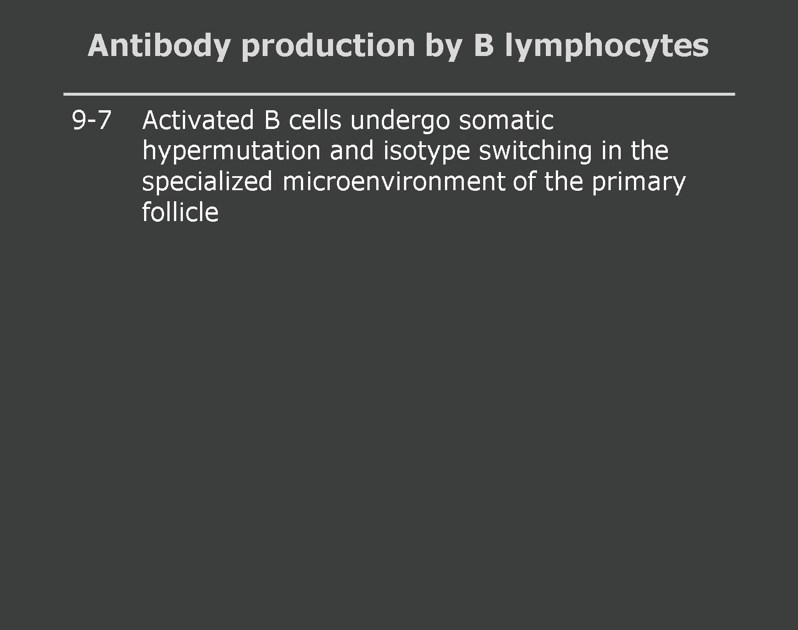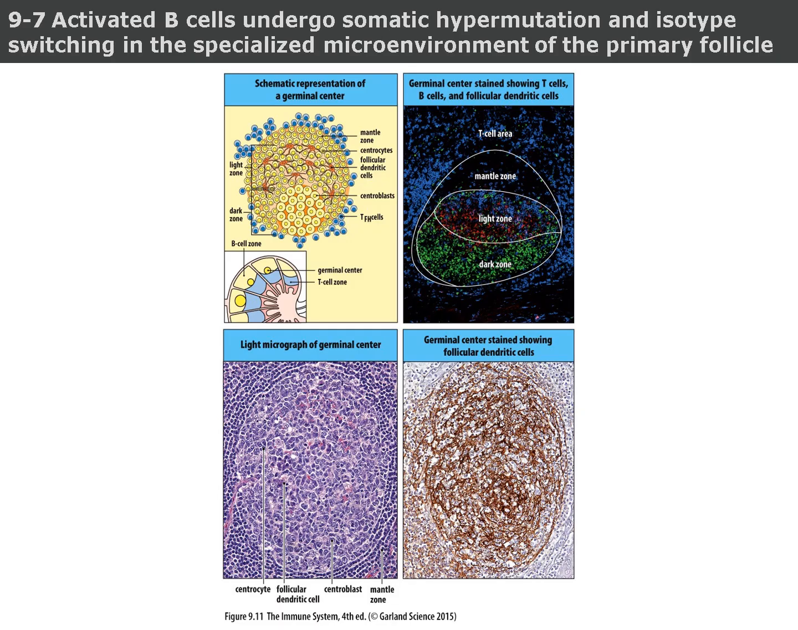Activated B cells undergo somatic hypermutation and isotype switching in the specialized microenvironment of the primary follicle. This figure shows the highly organized microenvironment of the germinal center, where activated B cells undergo somatic hypermutation and isotype switching. In the schematic on the top left, we see two main functional areas within the germinal center: the dark zone, packed with rapidly dividing centroblasts, and the light zone, where centrocytes interact with follicular dendritic cells and T cells for selection.